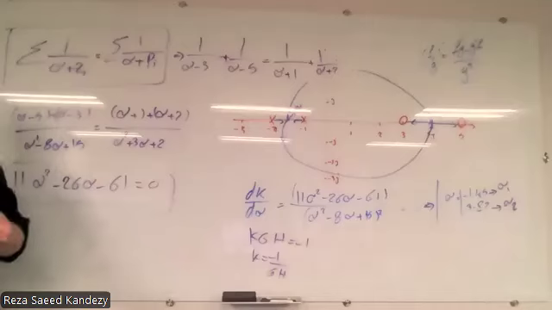Then you can find the maximum and minimum. It's not a very efficient way to find that. This is the best way.